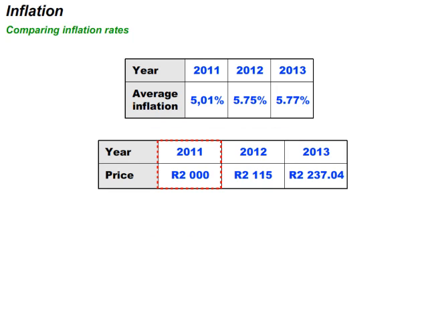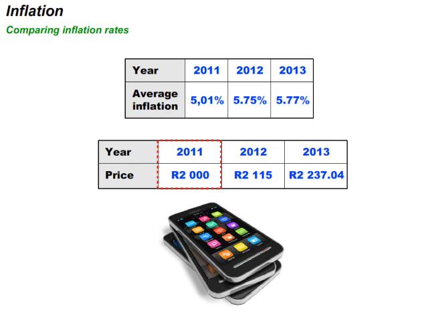Before I bore you to death with percentages, let me attempt a practical example. Let us assume this year is 2011. I want to buy a cell phone that costs 2 grand, 2,000 rand. Using the compound interest formula, at a rate of 5.75%, I should expect to pay 2,115 the next year. The price will escalate to 2,237 rand and 4 cents the next year. Notice that year after year, 2,000 rand buys gradually less and less.